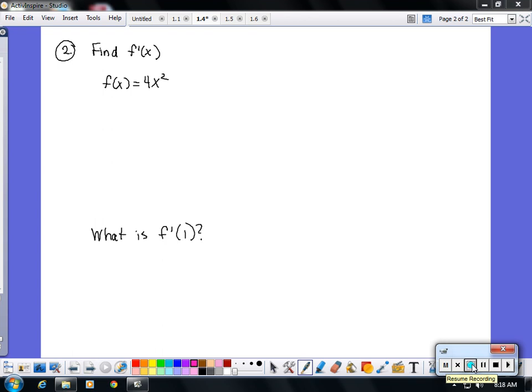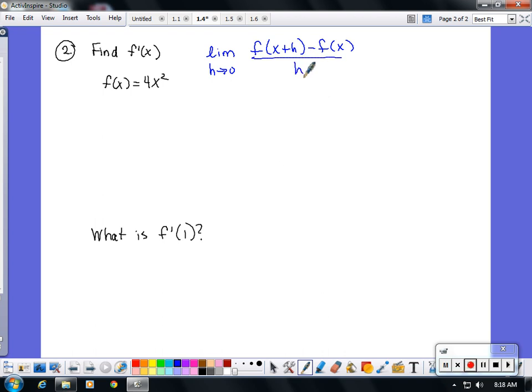The second question also asks you to find the derivative using the definition of the limit process. So let's do that again. Here's your definition. The limit as h approaches 0, f of x plus h minus f of x all over h. So if I plug that in, you get the limit as h approaches 0. F of x plus h is 4 times x plus h quantity squared minus your original 4x squared all over h. So we can't simply just plug in 0.